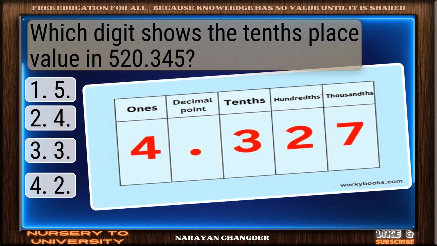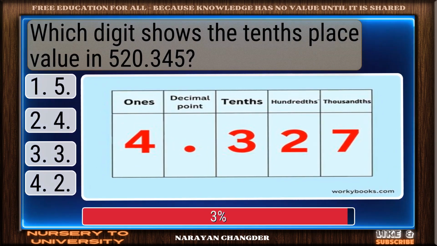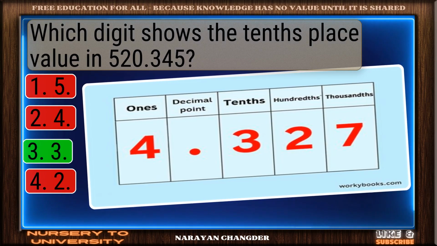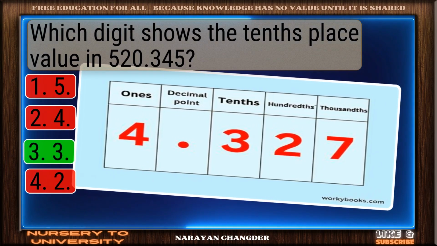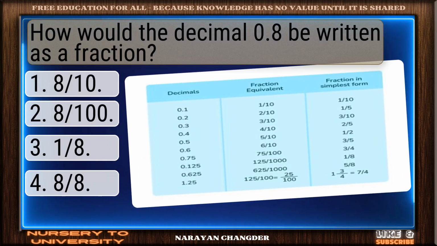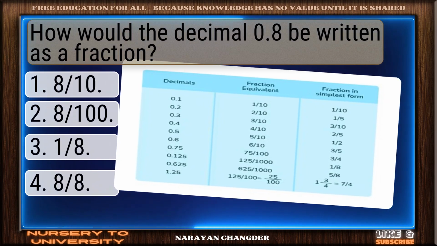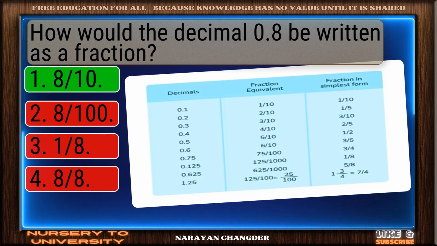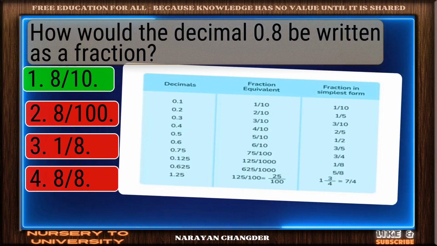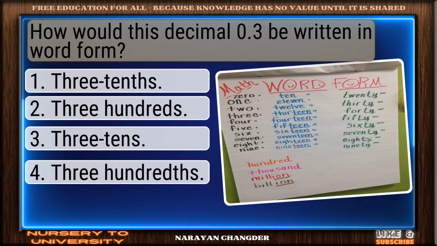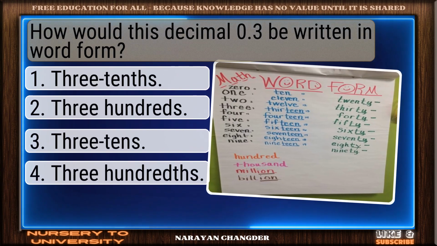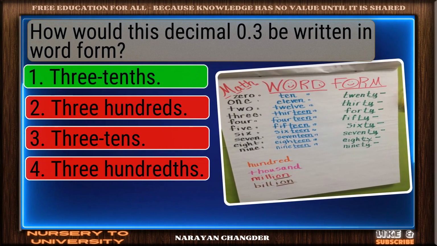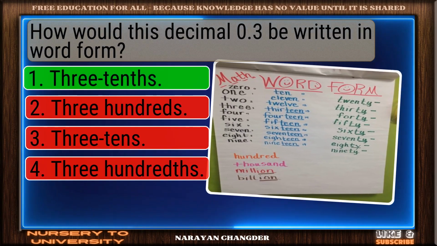Which digit shows the tenths place value in 52345? Nicely done. 3 is a solid answer. How would the decimal 0.8 be written as a fraction? On track. 810 is the correct answer. How would this decimal point 3 be written in word form? Correct. 3/10 is the right answer.